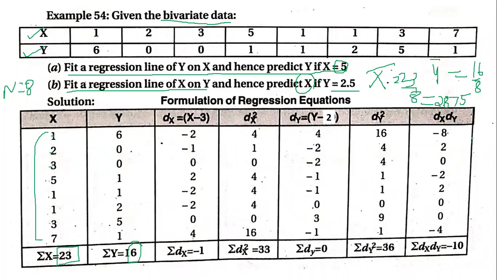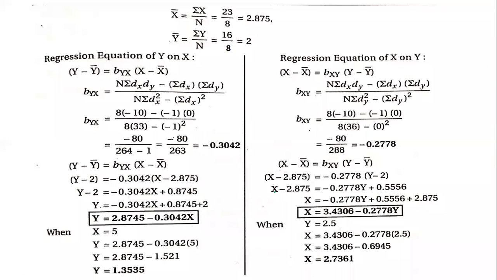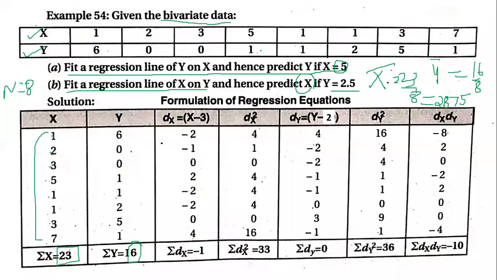What is the answer you will get? You will get 2 as the answer. Right? You'll get 2 as the answer. So for 1, you will get 2.875. For 1, you'll get 2. So instead of taking assumed mean for one and not taking assumed mean for another, it will not be good. So what we will do is, we will consider this problem under assumed mean only.